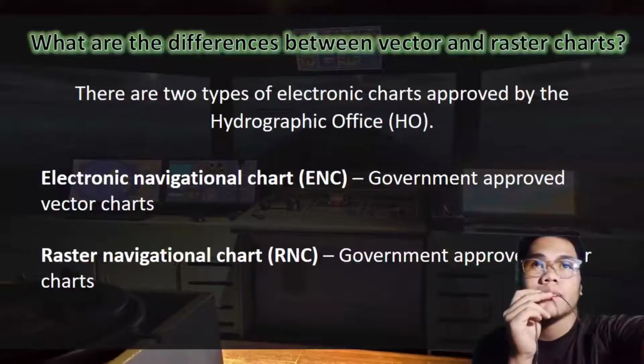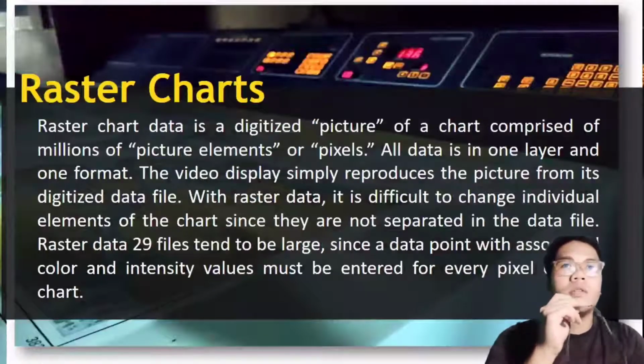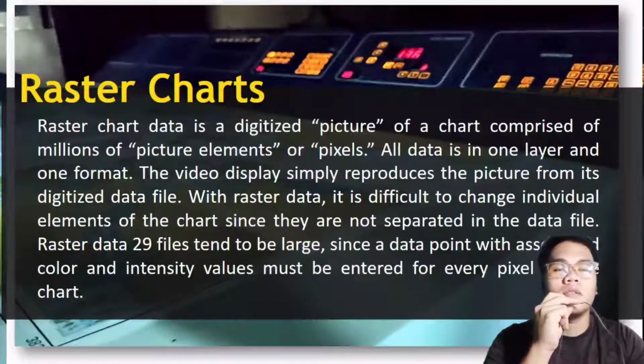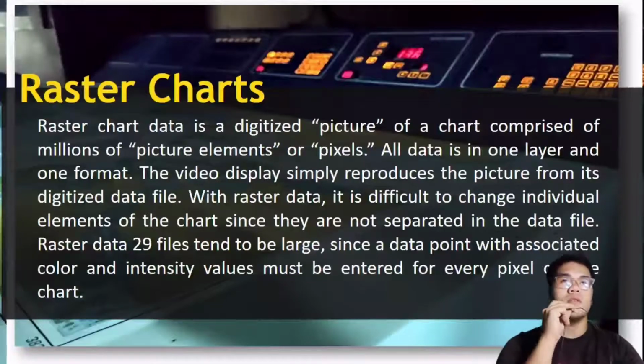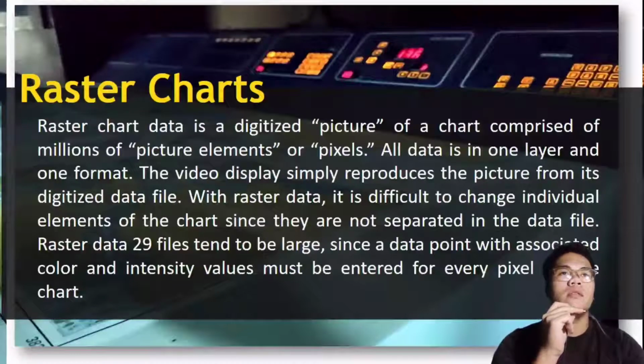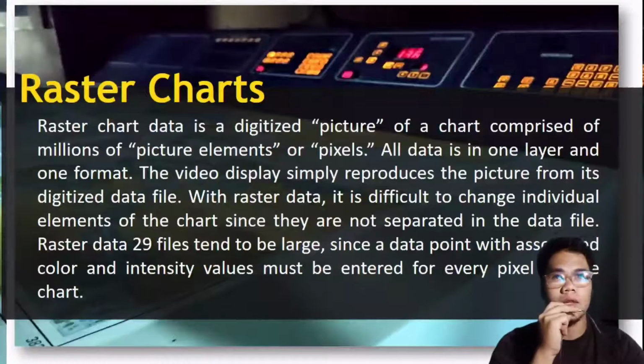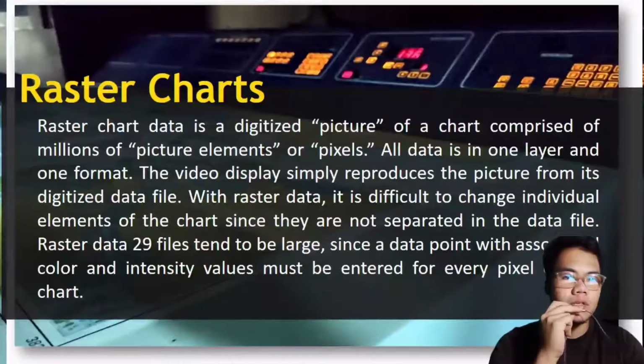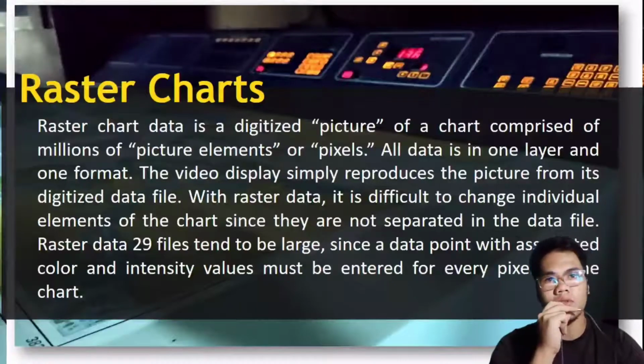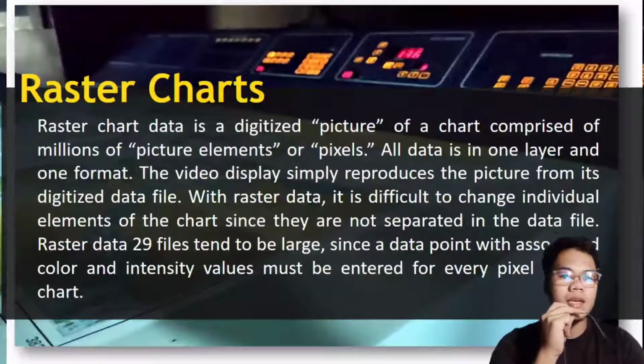Now let's move on to raster charts. Raster chart data is a digitized picture of a chart comprised of millions of picture elements or pixels. So all data is one layer and one format. The video display simply reproduces the picture from its digitized data file. From this we can conclude that a raster chart is simply a digitized picture. It is a picture in a file format, stored in our devices, cell phones or laptops, or in this case in ECDIS. So raster charts are merely digitized pictures.